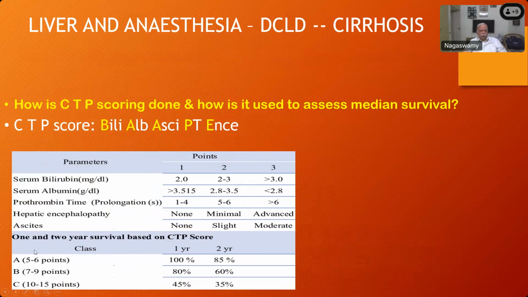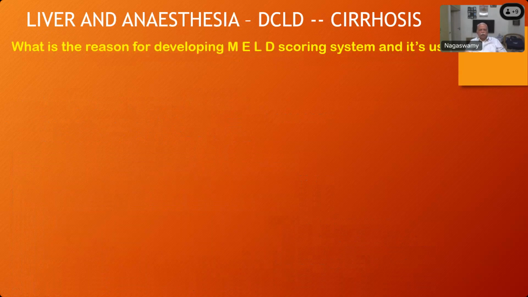So if the patient belongs to CTP class A, 1-year survival is 100% after all surgeries, and 2-year survival is 85%. But as you go to B and C, you can see the mortality increases and survival decreases to 45 to 33%. So, what is the reason for developing the MELD scoring system and what is its use?